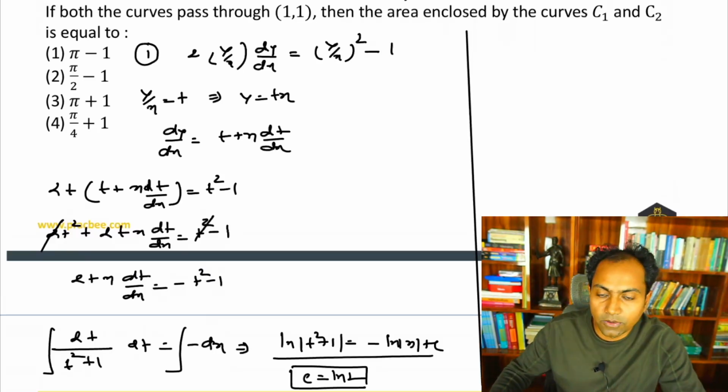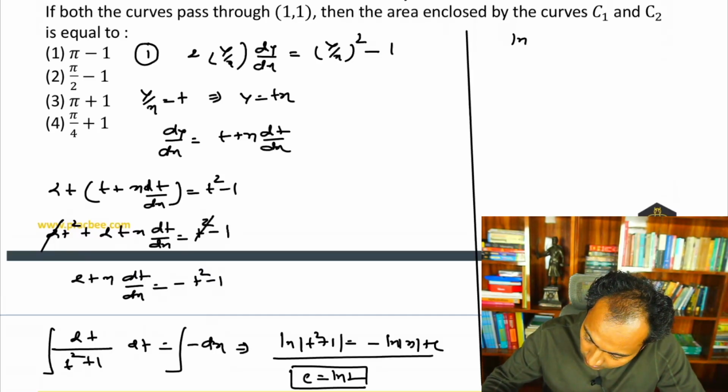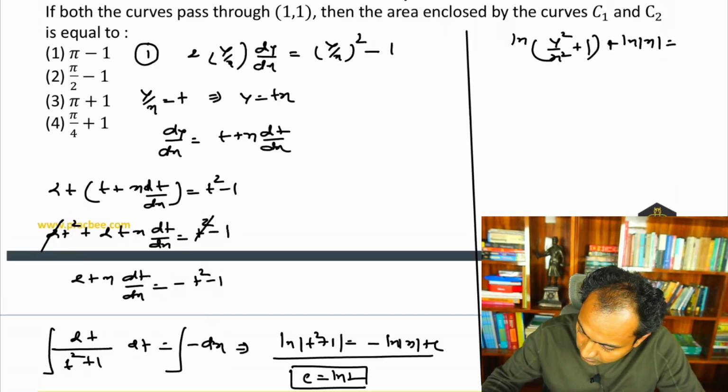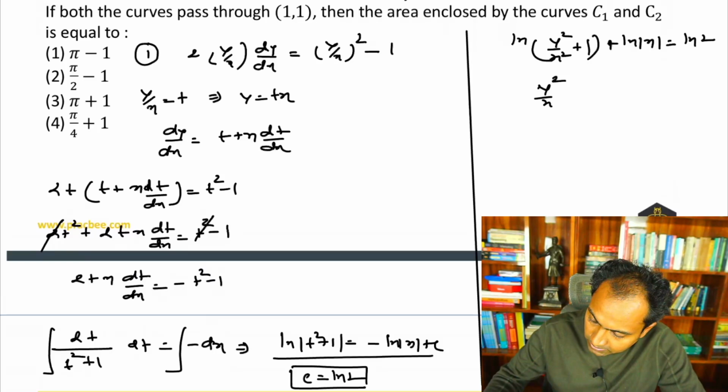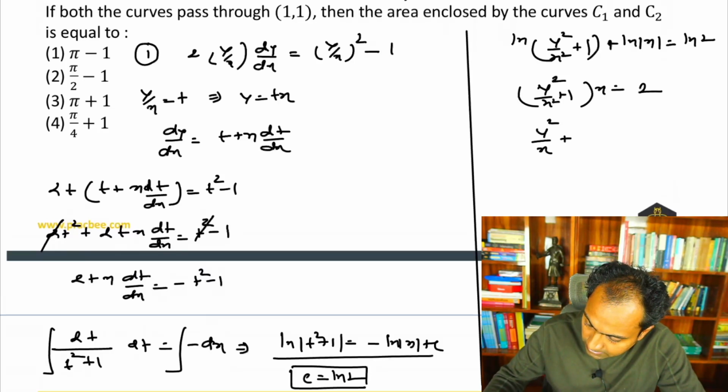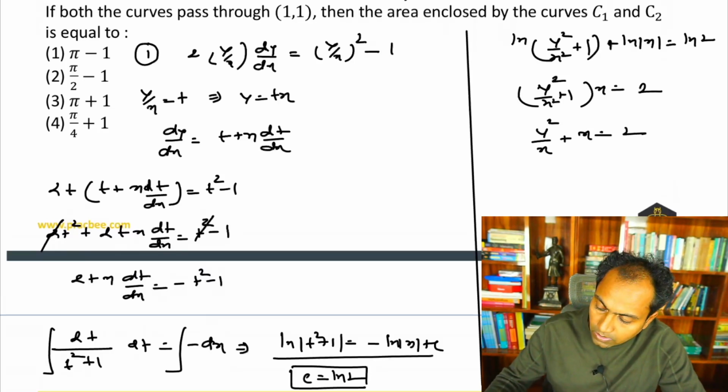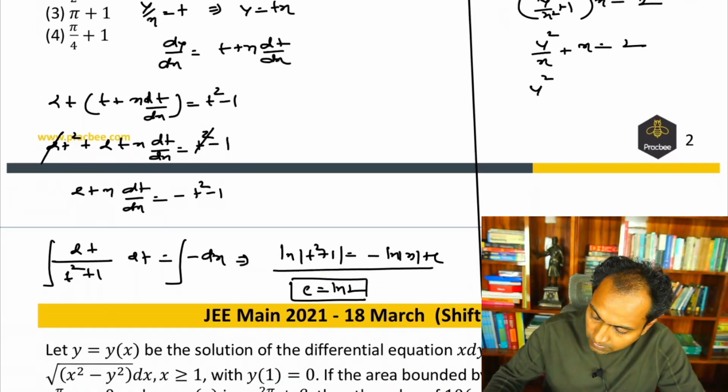So my final form comes out to be equal to ln of (y square by x square plus 1). The mod part I can bring onto the left hand side, it becomes plus mod of x, is equal to c, that was equal to ln 2. This becomes (y square by x square plus 1) into x is equal to 2, which if simplified becomes y square by x plus x is equal to 2. Or in other words, it can be written as y square plus x square is equal to 2x.